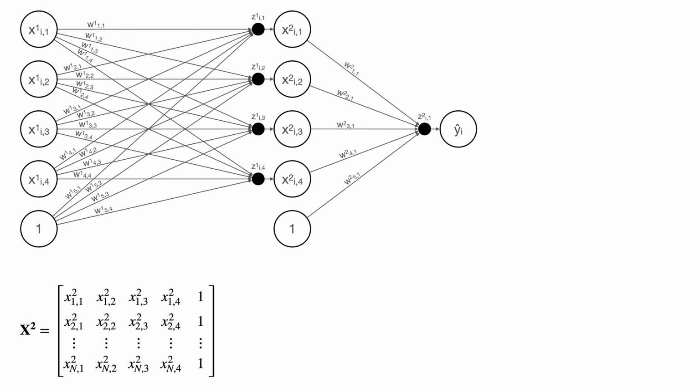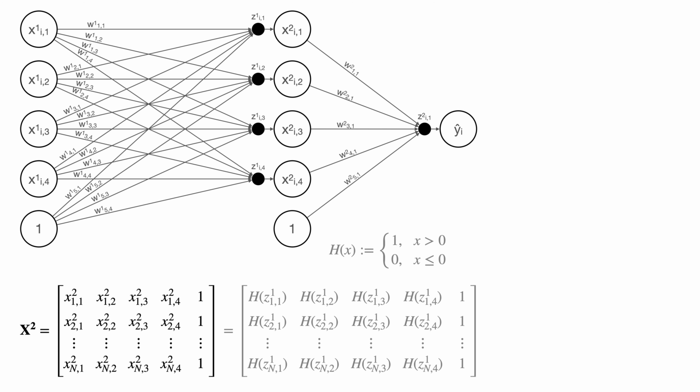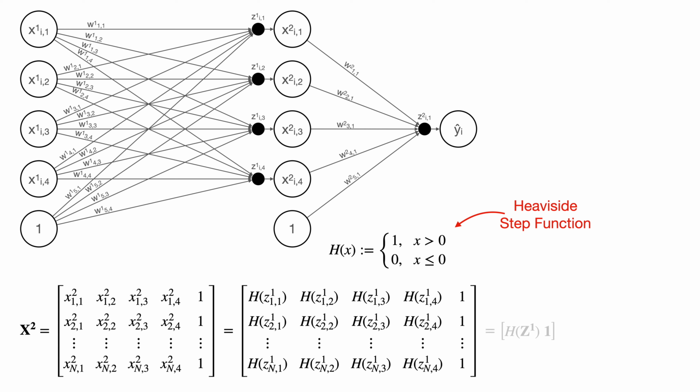Now, what about X2? Ignoring the last column for a second, X2 equals 1 where Z1 is positive and 0 otherwise. A functional way to write this is h of Z1, where h is the Heaviside step function, defined as h of x equals 1 where x is greater than 0 and 0 otherwise. So we get X2 equals the matrix h of Z1 with a column of 1s appended to the end. And then y hat is defined nearly the same way.